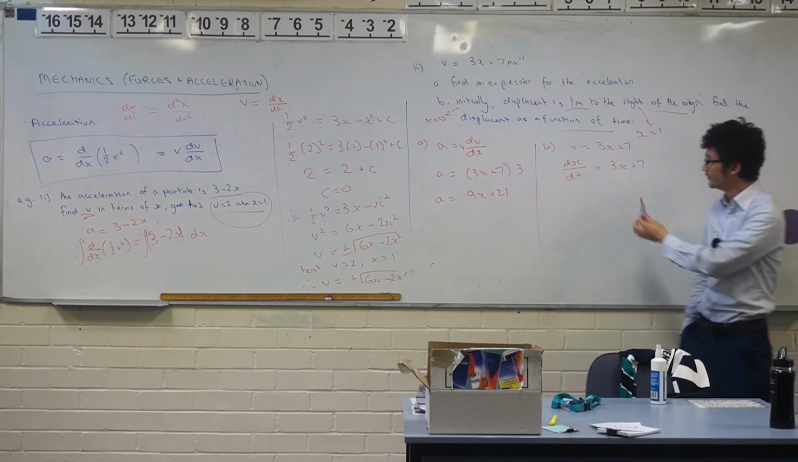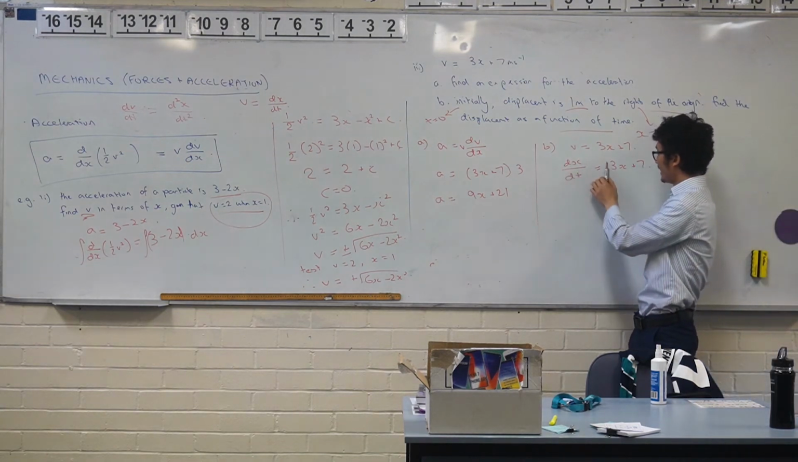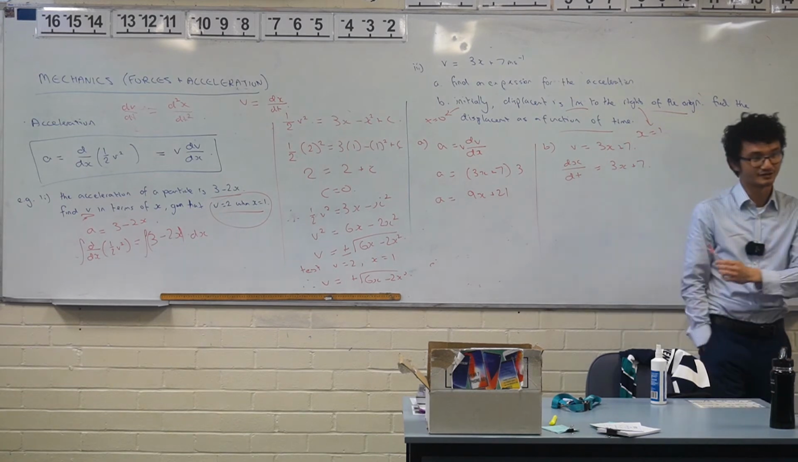It's because if you look at it, this is saying I should have x in terms of t, and I've actually got something in terms of x here. So that's the issue, right?